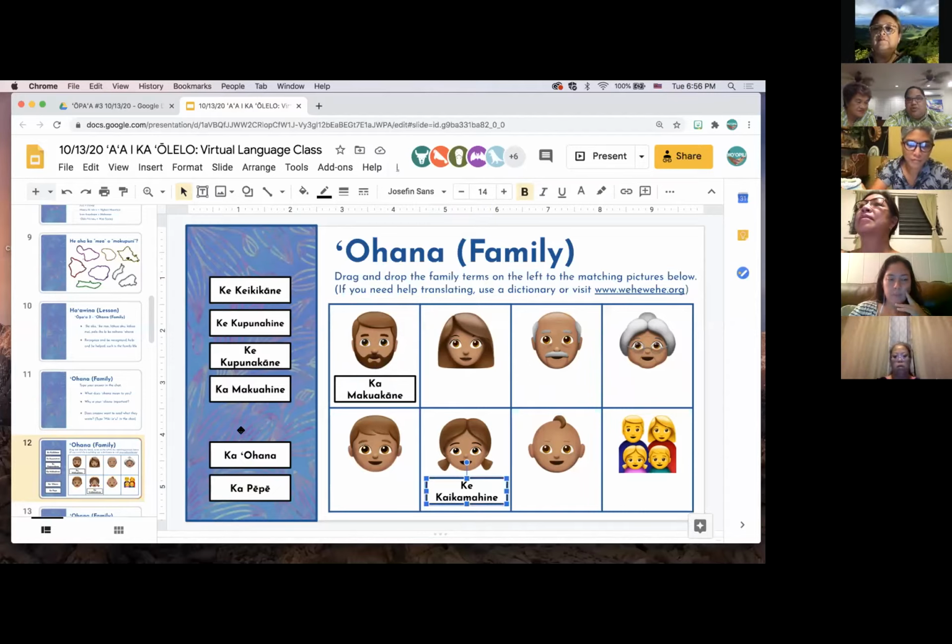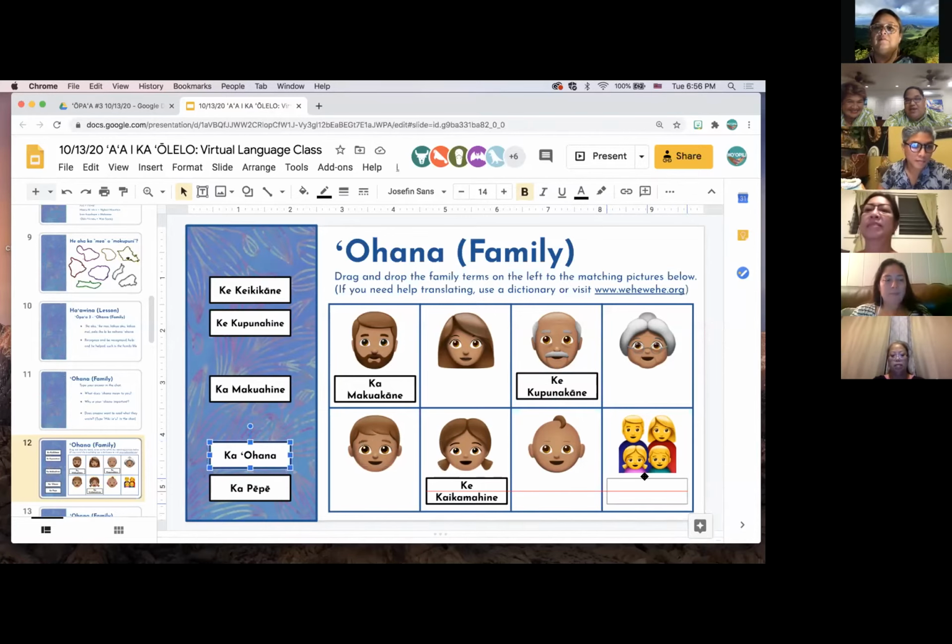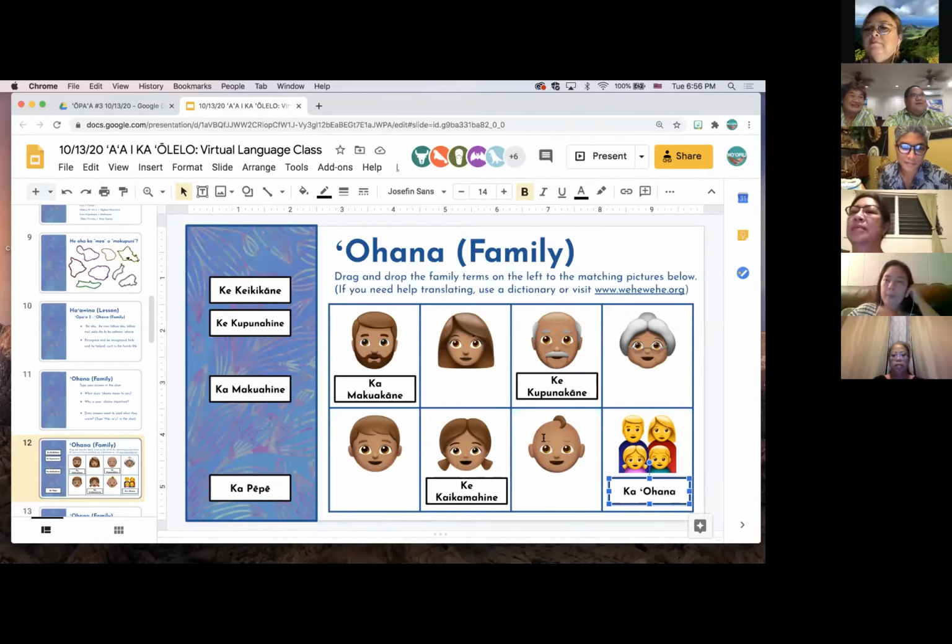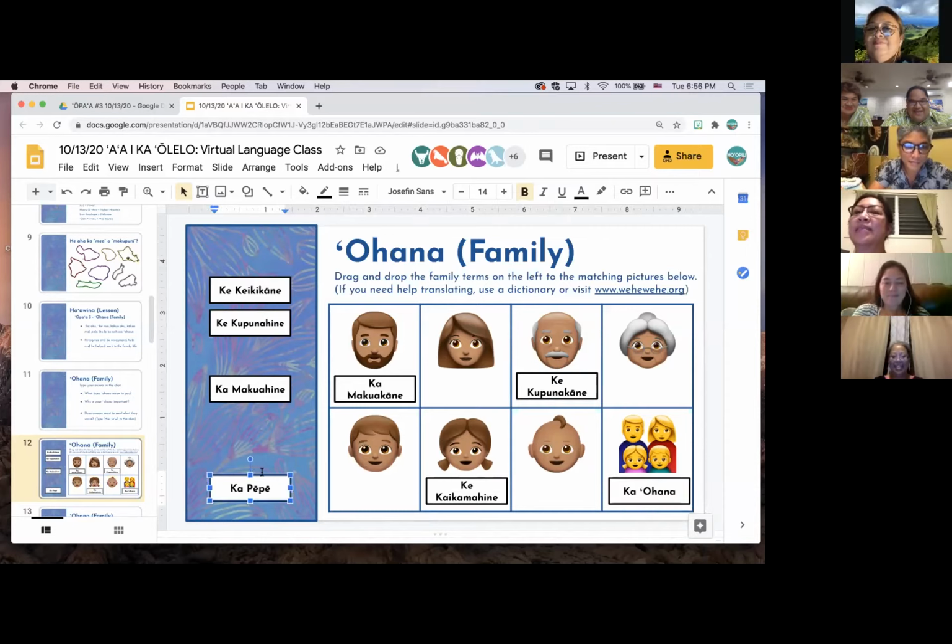You guys are good. Ke kūpuna kāne. This one? Not one person, just more than one person, so. ʻOhana. Yeah. Mahalo, everyone. ʻOhana. Anyone else want to turn on their mic and say maybe this one? This little human right here? Kapepe. That was a lot. Okay, Pepe.